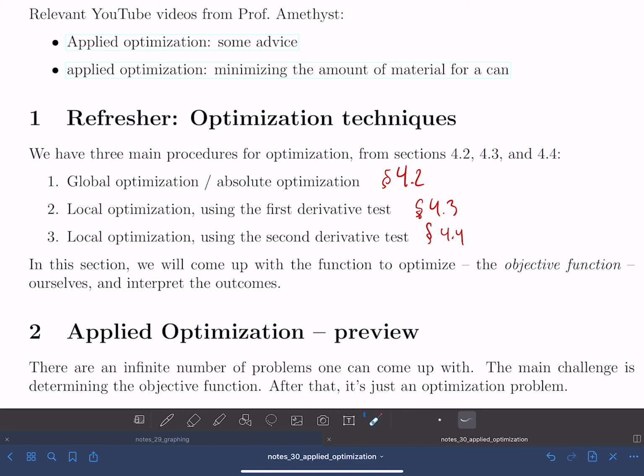What makes this section 4.7 so novel is that we will come up with the function to optimize. We're going to call it the objective function because our objective is to optimize it, right? The objective function. I really like calling my objective function omega because omega stands out.